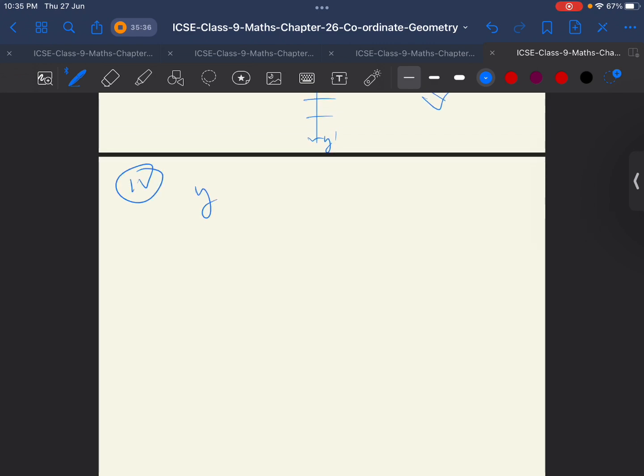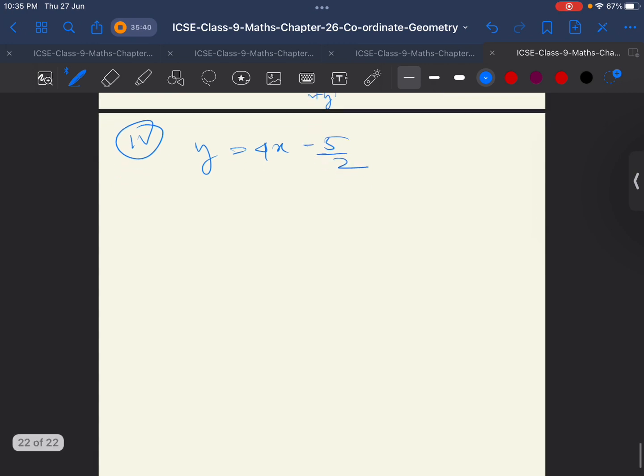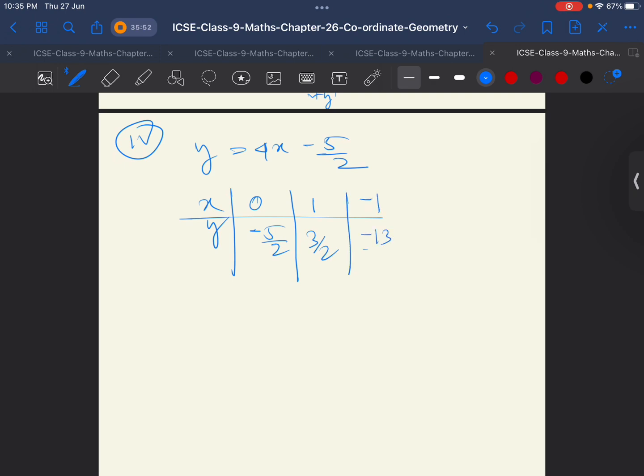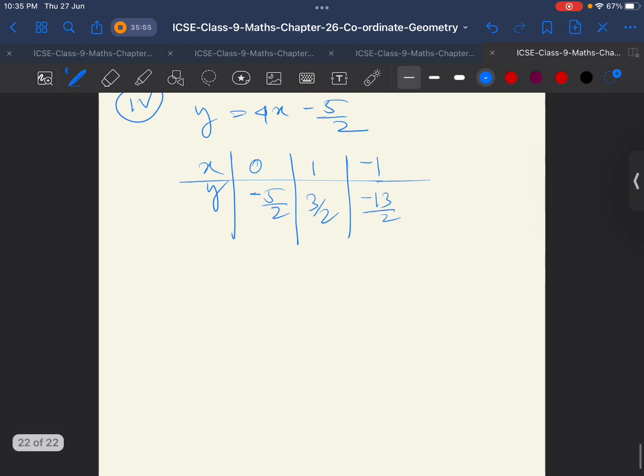so question number 4, y equals 4x minus 5/2. So the table is here: x is 0, y is minus 5/2; 1, 3/2; minus 1, minus 13/2. So the graph is x and x dash, y and y dash.